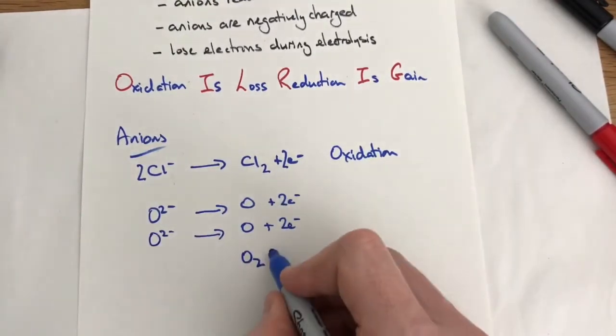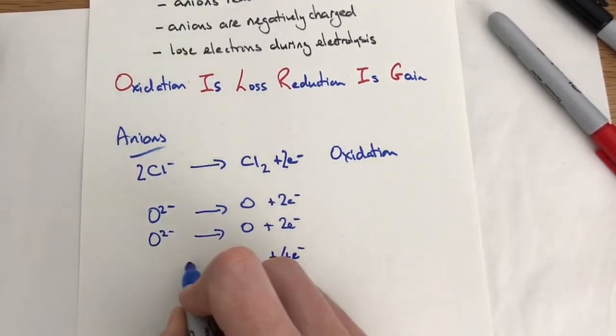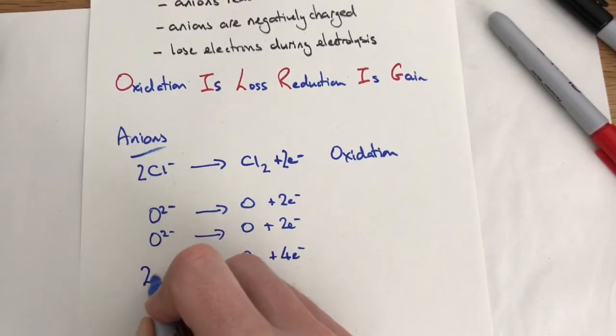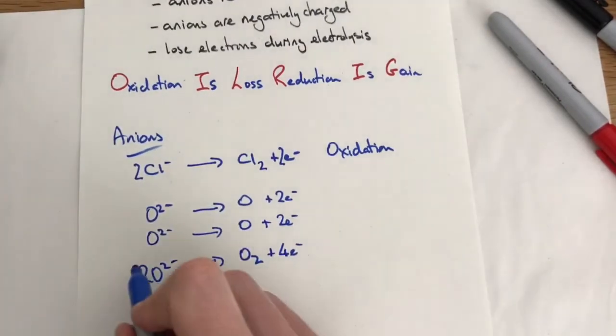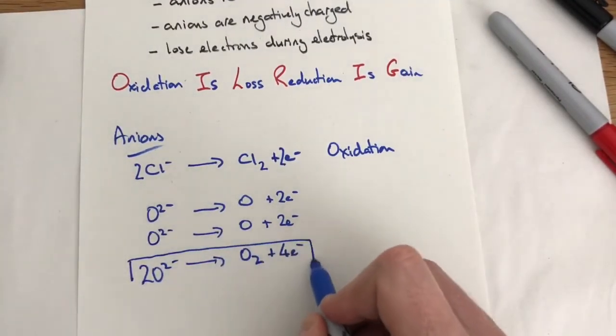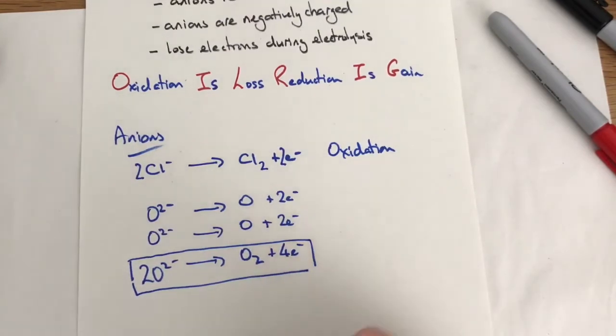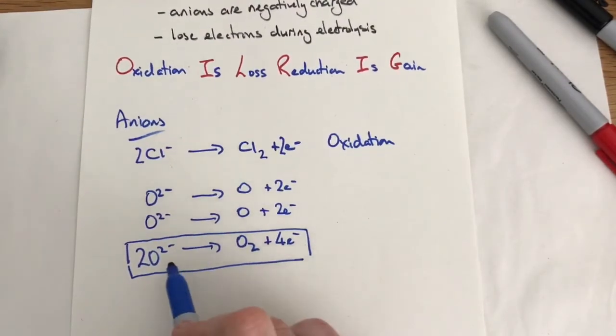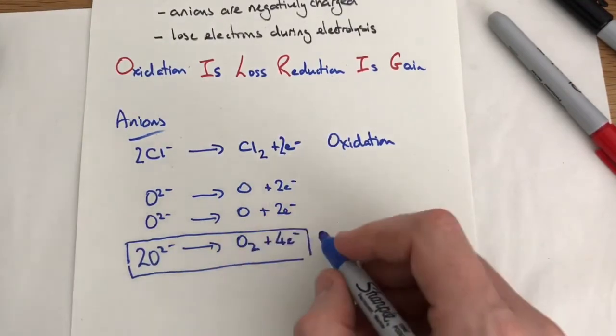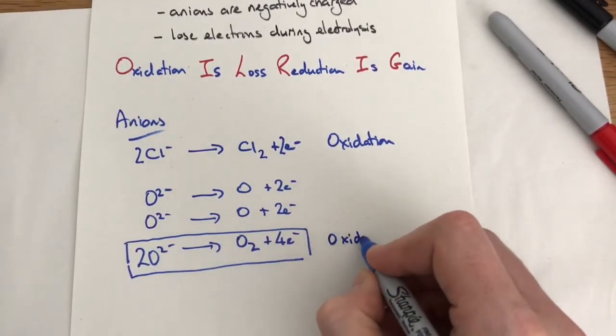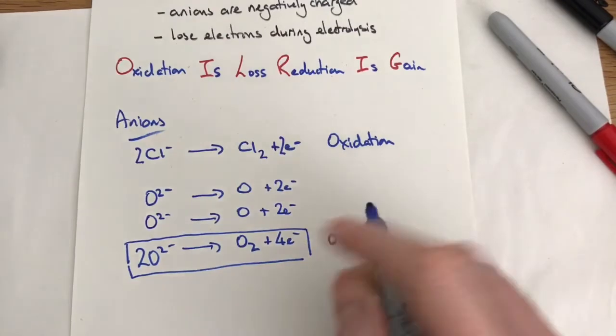How many electrons? There are 4 electrons in total, and there are 2 ions needed in order to make that work. So that equation there is the overall reaction for the oxidation of an oxide ion during electrolysis, and still losing electrons, as we've said, oxidation.